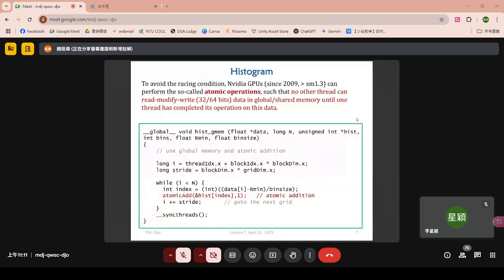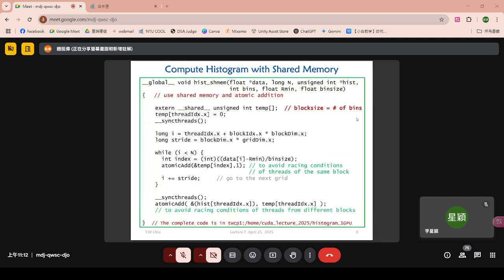So for a histogram, you have to use this atomic add. I think in many situations, when two threads are accessing the same memory location, you should always use atomic. But atomic does not support all operations. So far only a limited set of operations can use atomic. I'll go through the different cases.